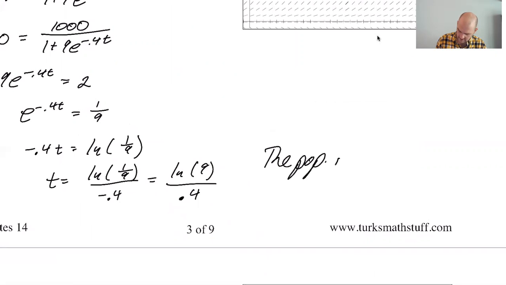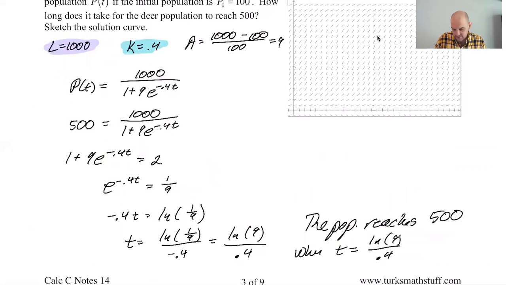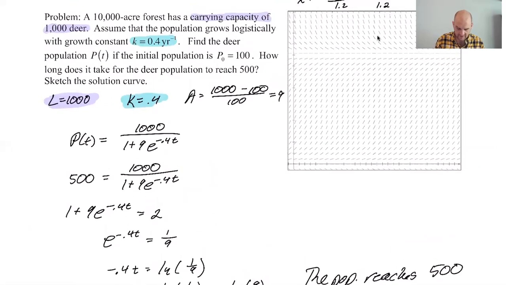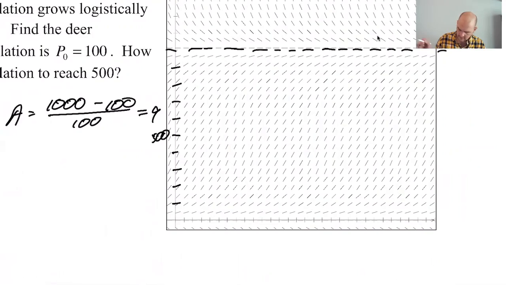The population reaches 500 when t equals the natural log of 9 over 0.4. So that's the point of inflection, because it's half of the limit. So let's see if we can do this. I'm going to assume these are by 100s. Also, they're kind of hard to see. 4, 5, 6, 7, 8, 9. Okay, so our limit is like that.